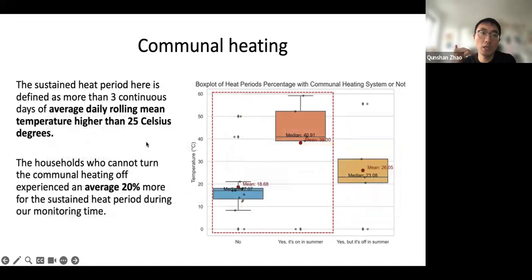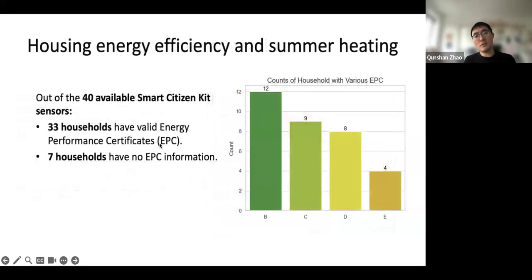The other thing we look at is the sustained heat period, where you experience more than 3 days of relatively hot temperatures indoors. The outcome is basically that if you cannot turn off your heating during the summer, you typically experience an average of 20% more sustained heat period during our monitoring time. The other side of it is that we also look at housing energy efficiency and how that relates to summer heating.